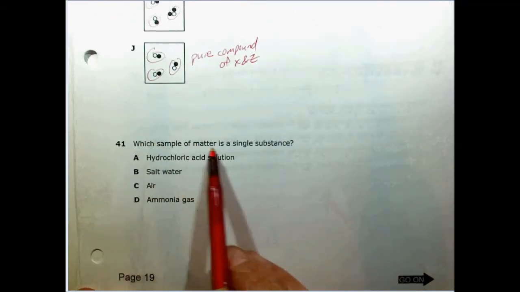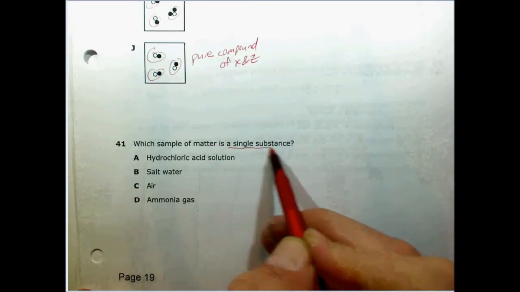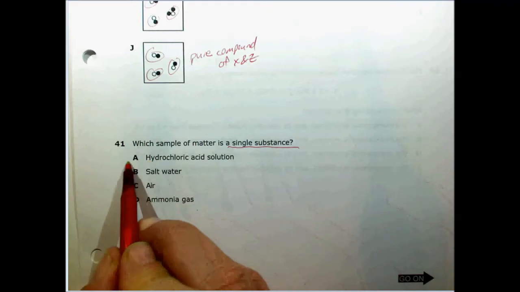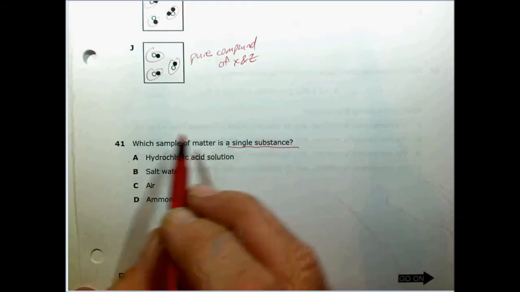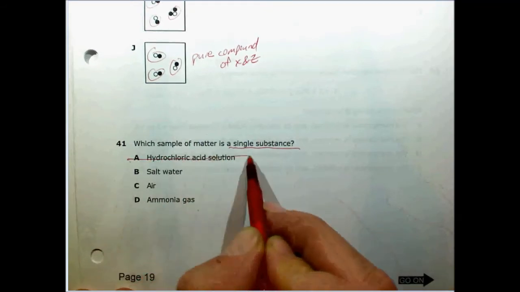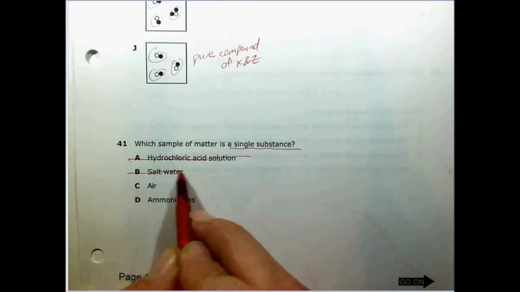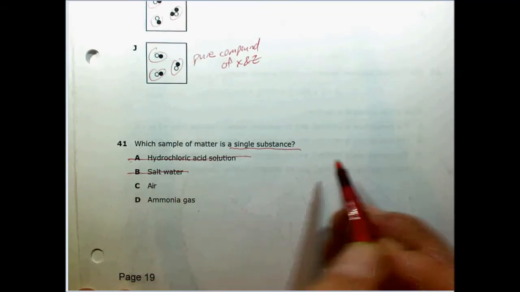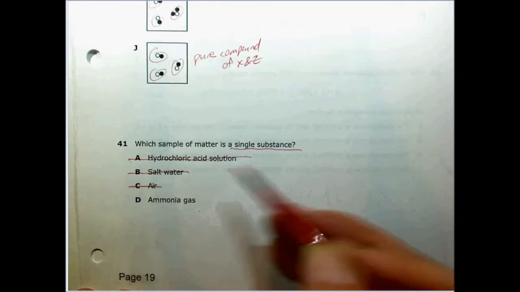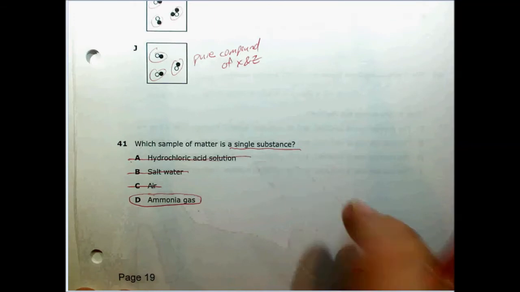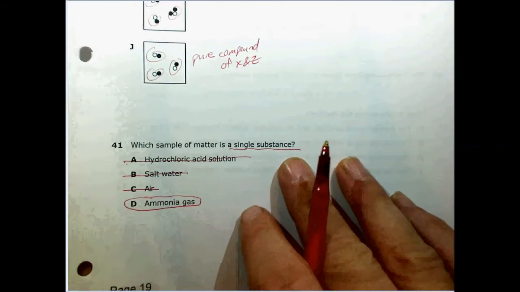Which sample of matter is a single substance? Well, hydrochloric acid in solution means it's a mixture of hydrochloric acid and water, two substances. Salt water, again, salt and water, two substances. Air is a mixture of gases. So the answer must be D, ammonia gas.